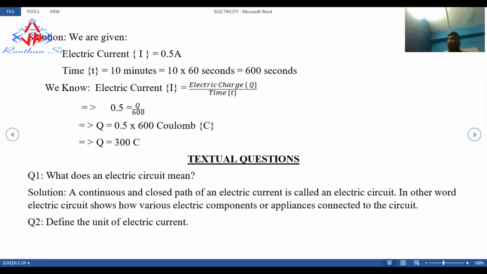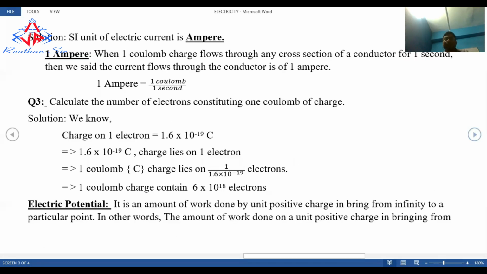Now, the second question is, what is the unit of electric current? Here again we talk about the SI unit of electric current. Now, the SI unit of electric current is ampere. We already defined what you mean by 1 ampere. When a 1 coulomb charge flows through any cross section of a conductor for 1 second, then we say the current flowing through the conductor is 1 ampere. 1 ampere is equal to 1 coulomb upon 1 second.